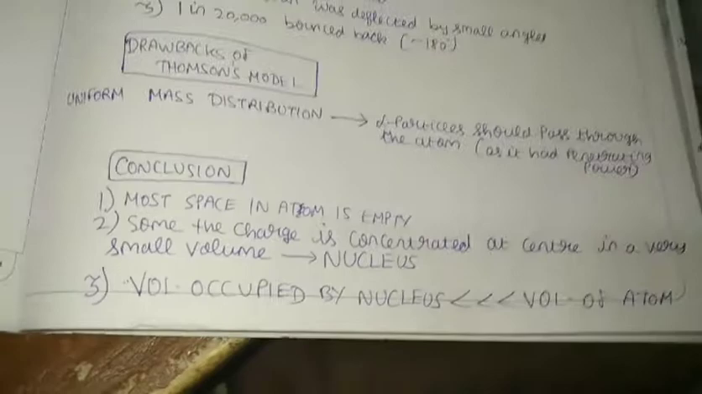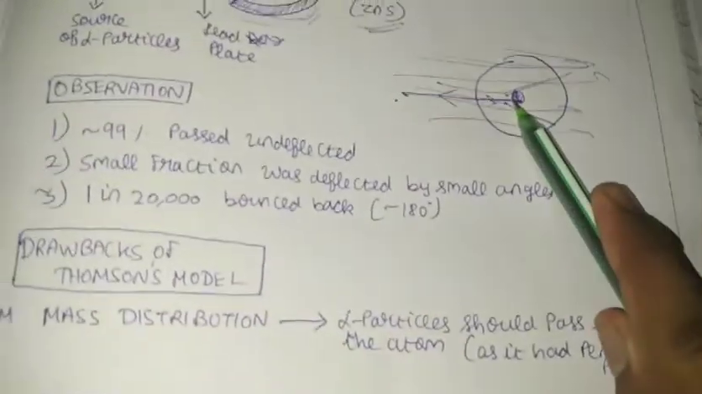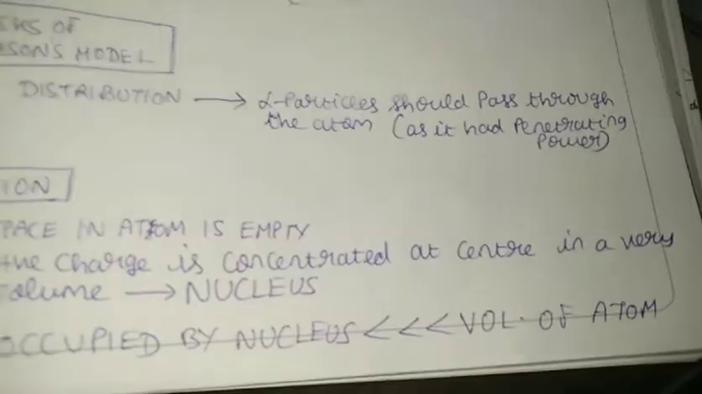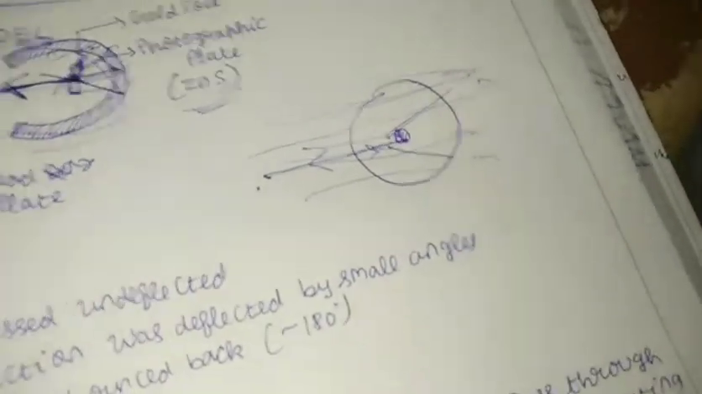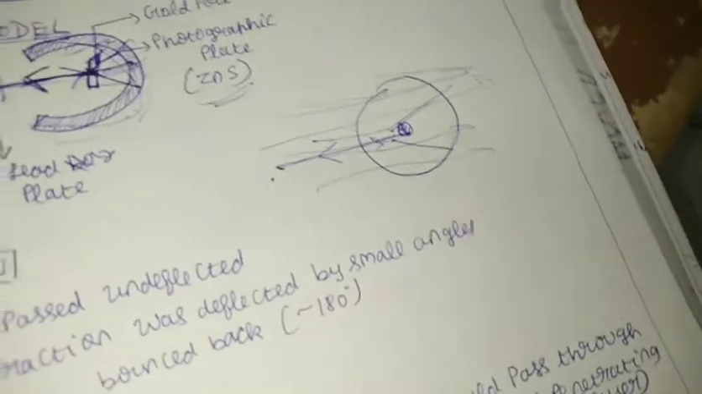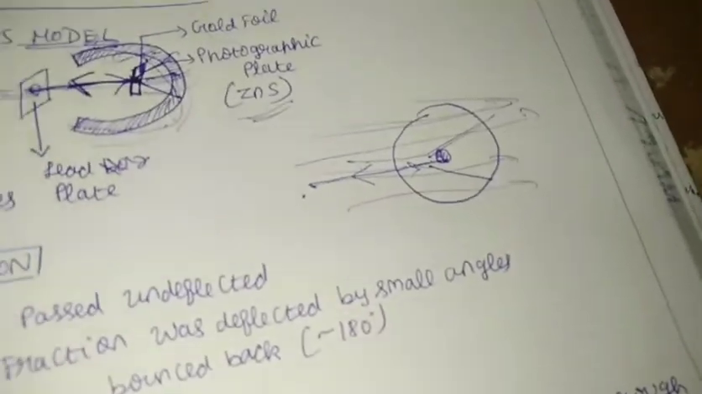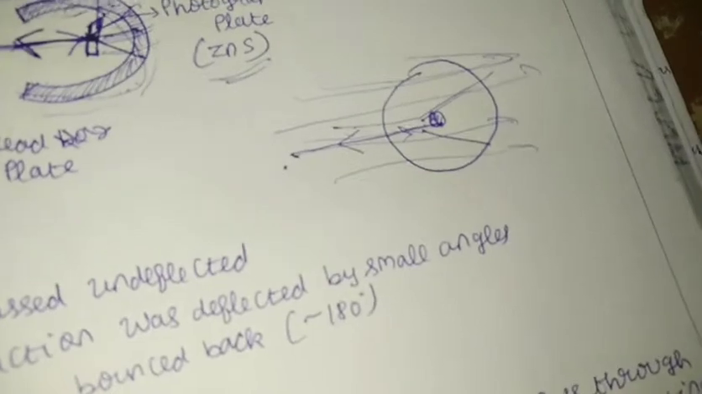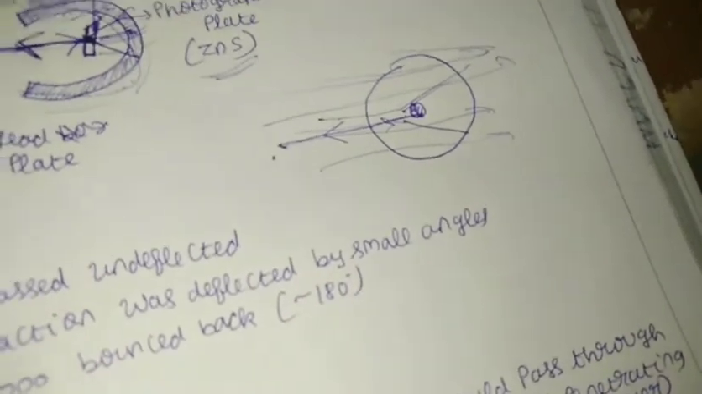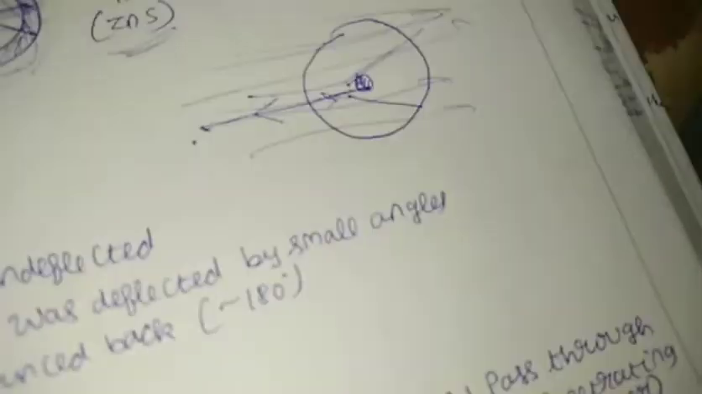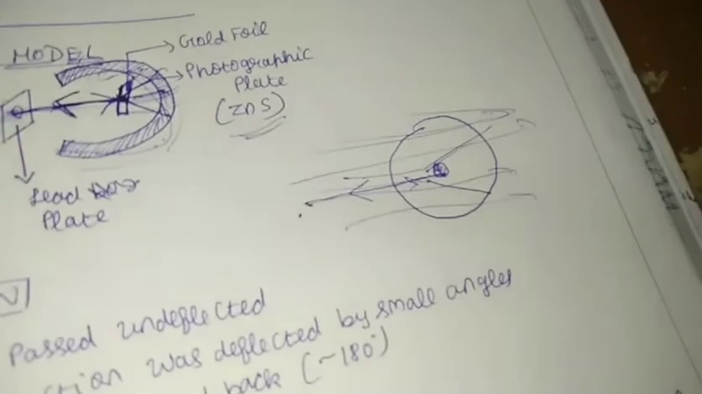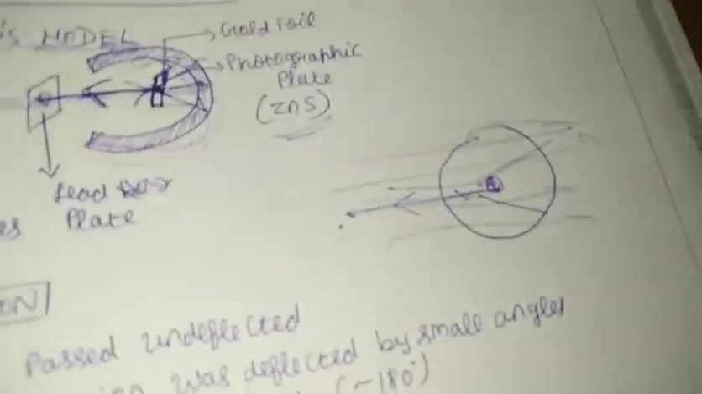He concluded that the volume occupied by the nucleus is very, very small compared to the volume of the atom. Experimentally, he found that the radius of the nucleus is about 10 power minus 15 meters, that is 1 femtometer, and the radius of the atom was about 10 power minus 10 meters, just 1 angstrom. So it is some 10,000 times smaller. You can imagine something like a big cricket ground where in the center you keep the ball with which you play. Like that he compared the atom.